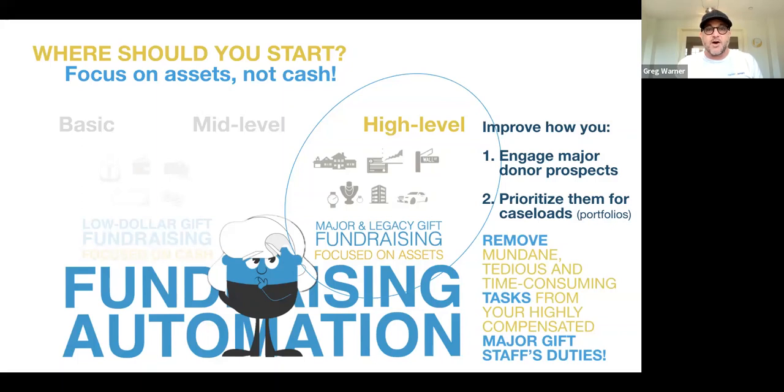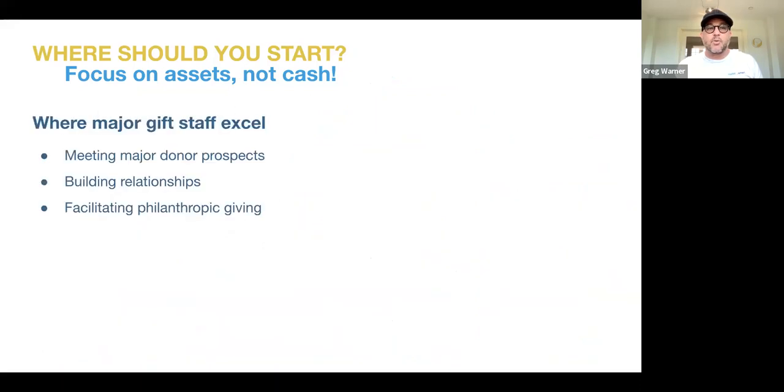And yet they are probably fairly well compensated people. We don't want these people doing tedious tasks. We want them doing what they love to do, which is meeting with major donor prospects and building relationships and facilitating, we could call it fundraising, but I like to call it facilitating philanthropic giving.